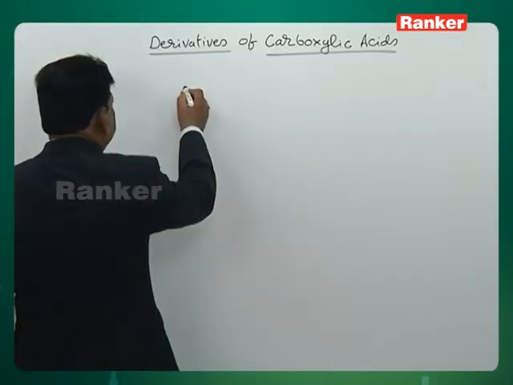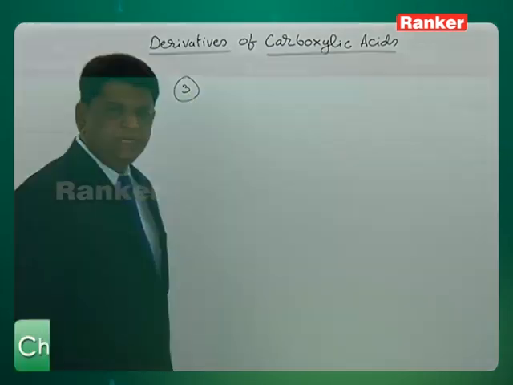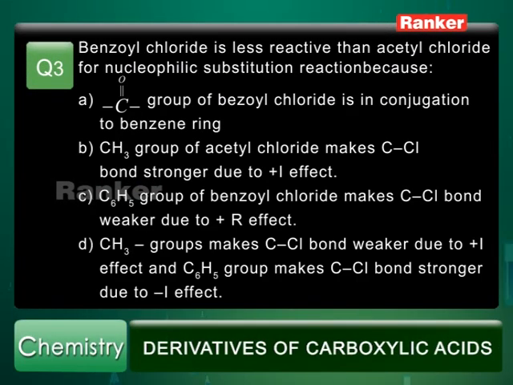So, let us go to question number 3. The question is, benzoyl chloride is less reactive than acetyl chloride for nucleophilic substitution reaction because of... 4 different answers are given. A: the carbonyl group of benzoyl chloride is in conjugation with the benzene ring. That appears true, but it is not the reason. B: the methyl group of acetyl chloride makes the CCl bond stronger due to the plus I effect. C: the C6H5 group of benzoyl chloride makes the CCl bond weaker due to the plus R effect. D: the CH3 group makes the CCl bond weaker due to the plus I effect, and the phenyl group makes the CCl bond stronger due to the minus I effect.